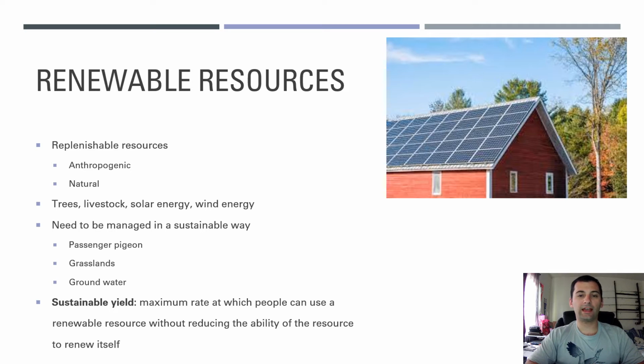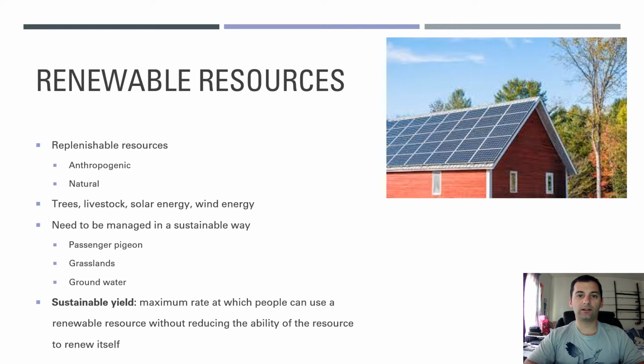However, there's a caveat. They need to be managed in a sustainable way. An example of this is the passenger pigeon. Back in the 1800s and even the early 1900s, there were so many passenger pigeons that we had no idea we could hunt them to the point of population collapse. Resources such as grasslands and groundwater are also items that can be depleted to the point of no return.